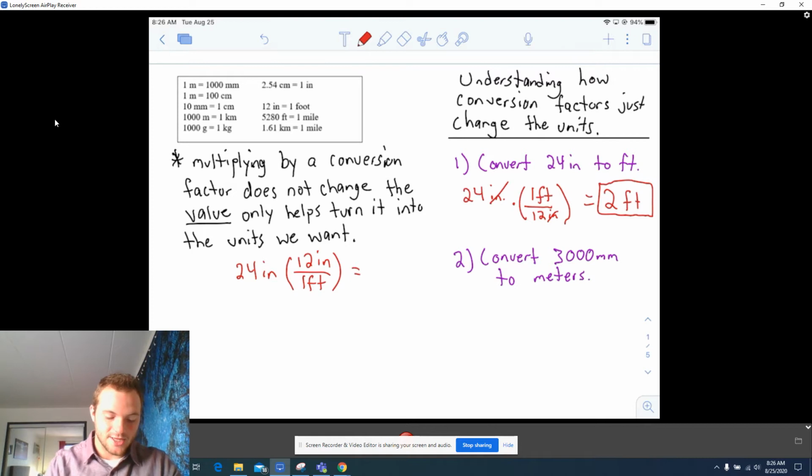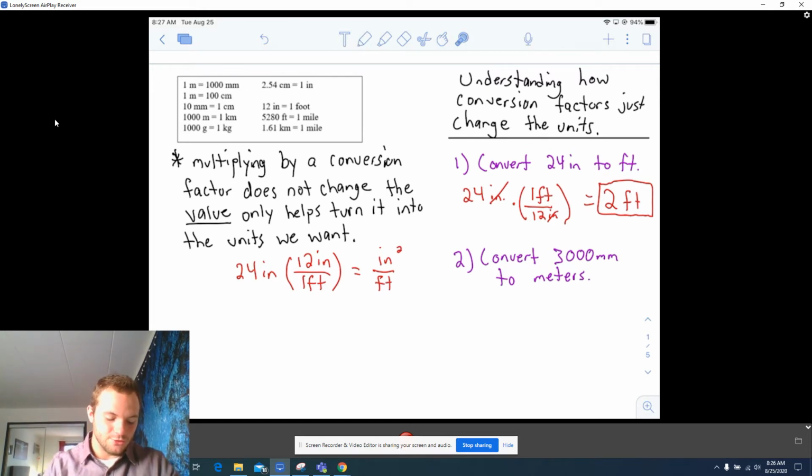I would have inches times inches on top, which doesn't cancel. That actually gives me inches squared. And then all I have is feet on bottom. And that would give me inches squared over feet. That unit math doesn't check out.